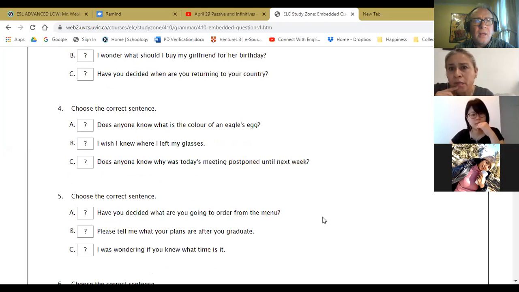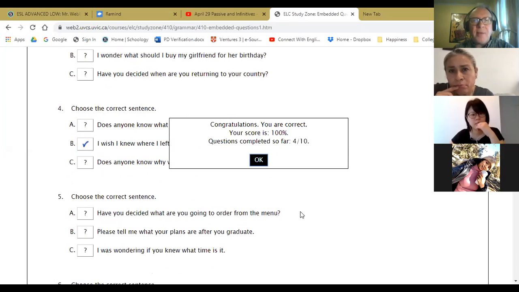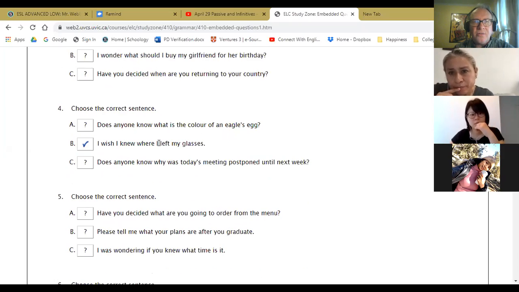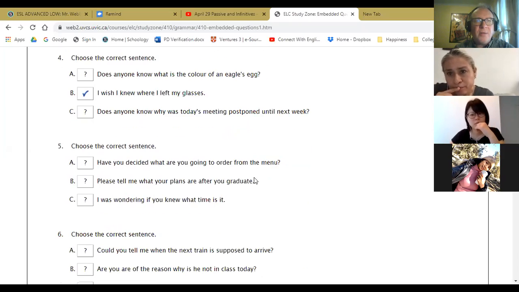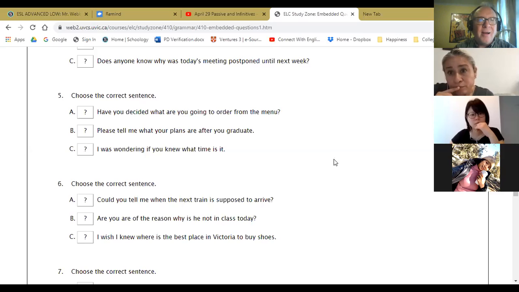Letter B. I wish I knew where I left my glasses. Letter B, right? Connector, subject, verb. Connector, subject, verb. Good. All right. Number five. Three sentences. Which one?